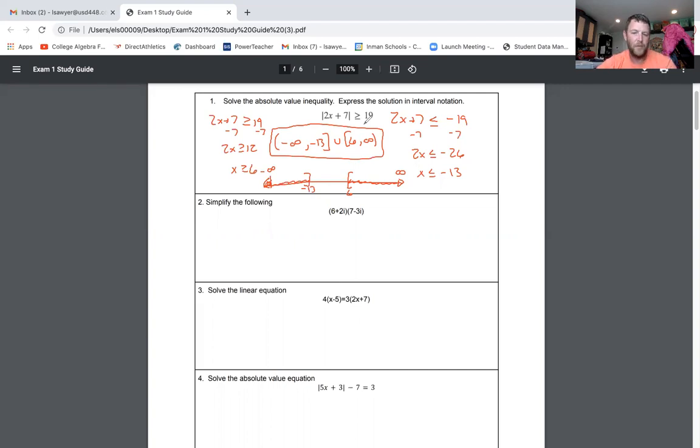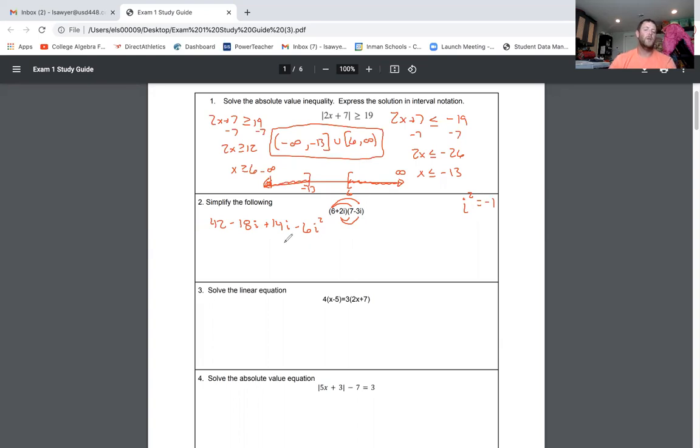The next question, simplify the following. Okay, so this is dealing with the i's and the imaginary. Okay, so what you need to remember on this is i squared is equal to negative 1. Otherwise, you FOIL it out just the same as anything else, just like you would of any other variable. 6 times 7 is 42. 6 times negative 3i, negative 18i. 2i times 7 is 14i. And then 2i times negative 3i is negative 6i squared.